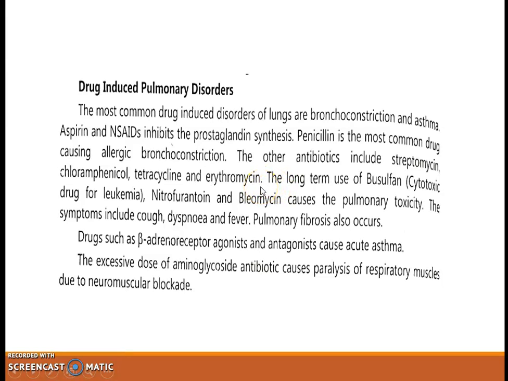The long-term use of busulfan, that is a toxic drug for leukemia, nitrofurantoin, and bleomycin causes pulmonary toxicity. The symptoms include cough, dyspnea, and fever. Pulmonary fibrosis also occurs. Drugs such as beta-adrenoreceptor agonists and antagonists cause acute asthma. An excessive dose of aminoglycoside antibiotic causes paralysis of respiratory muscles due to muscular blockade.